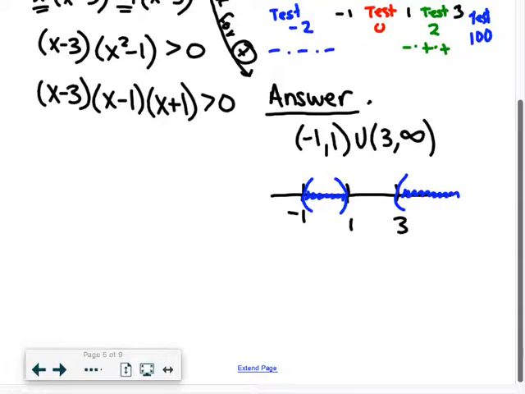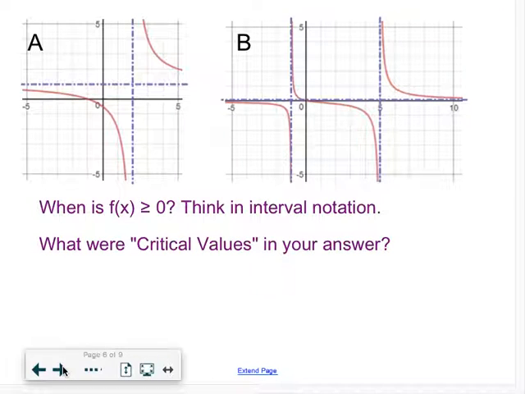Okay, now we got to talk about rationals. Okay, so I have 2 graphs this time, and I'm changing up my inequality. Instead of greater than 0, I have greater than or equal to 0. So I've got graph A and graph B. You want to think about when is the graph greater than or equal to 0. Think about that in interval notation. And most importantly here, what are the critical values in a rational function? Where is my graph allowed to change its sign? So go ahead and have that conversation.